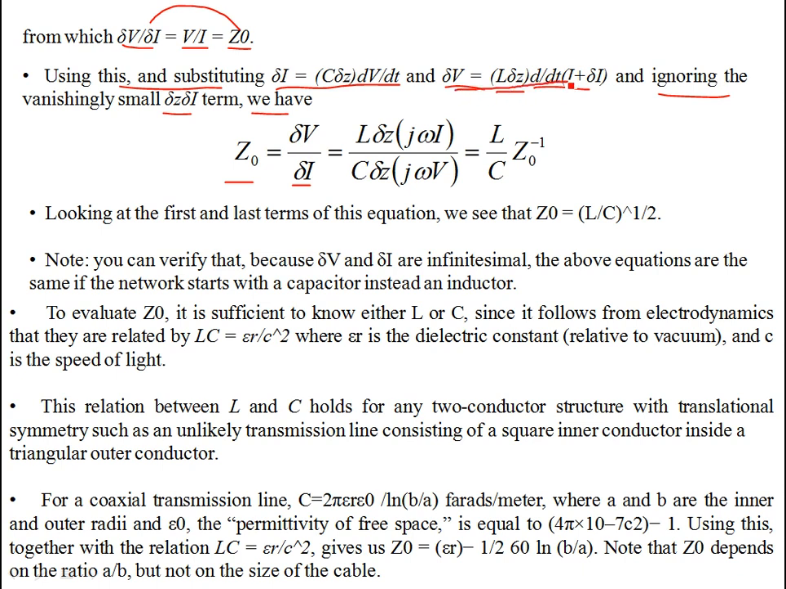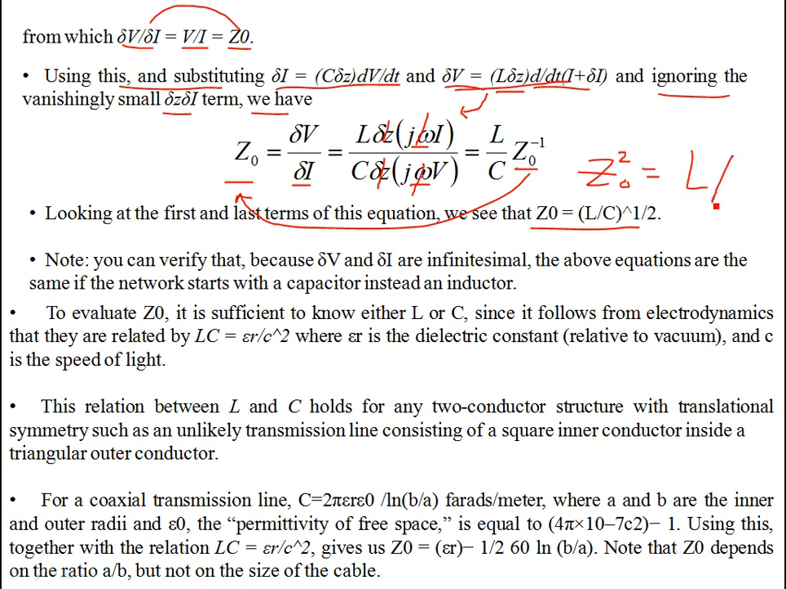Delta V over here, if you substitute this expression in the frequency domain, d by dt is j omega. Similarly, this d by dt over here is j omega, so these things cancel out. For delta I, it is C delta Z j omega V, and this goes out as well. So what we are left with is I by V, which is Z naught inverse. If you take this to the left hand side, you can see that Z naught squared is L by C, so Z naught is the square root of L by C.